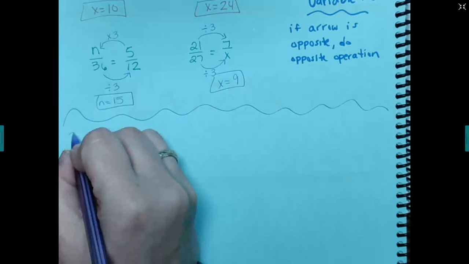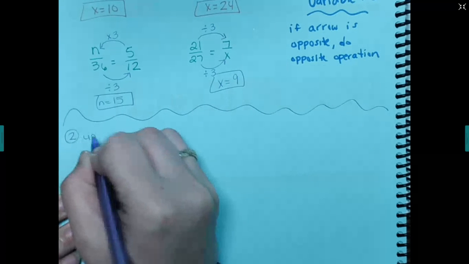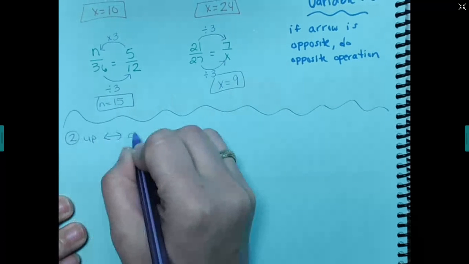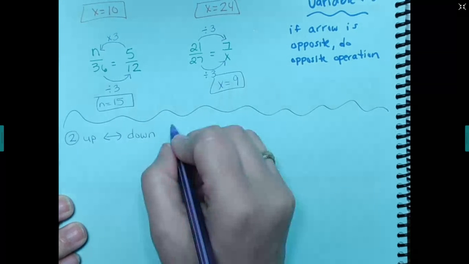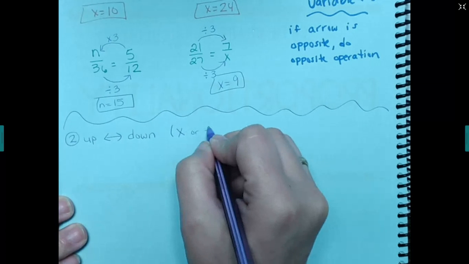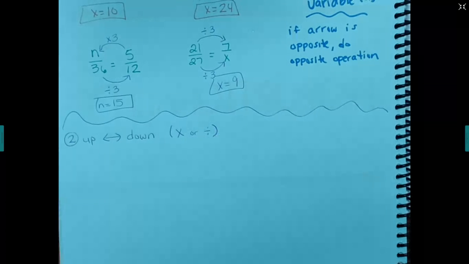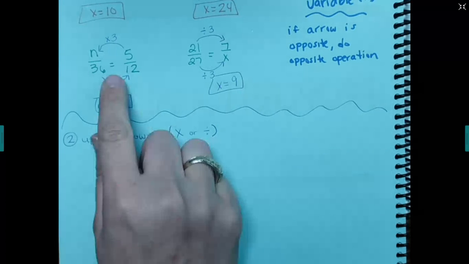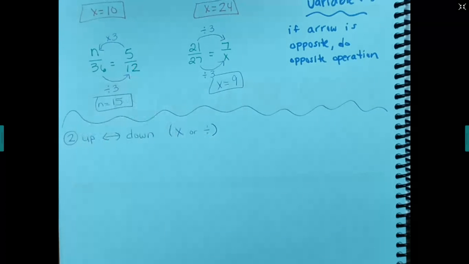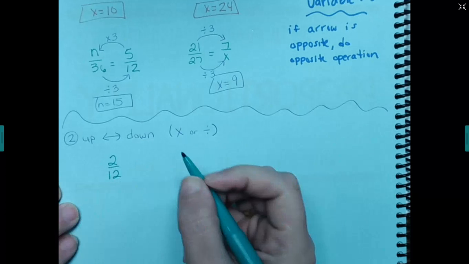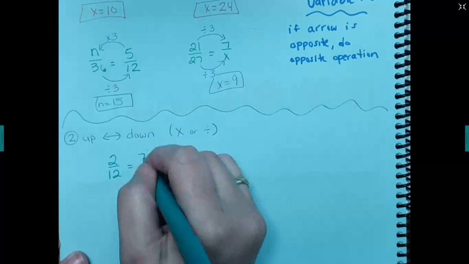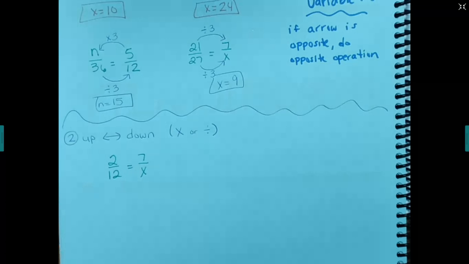Now we're going to go the up and down method. Again, these are the shortcuts. This is if you want to make your life a little bit easier. Up and down, it's still multiply or divide. We're doing the exact same thing, but now maybe this doesn't work, so I have to go up and down. So 2 over 12 equals 7 over x.